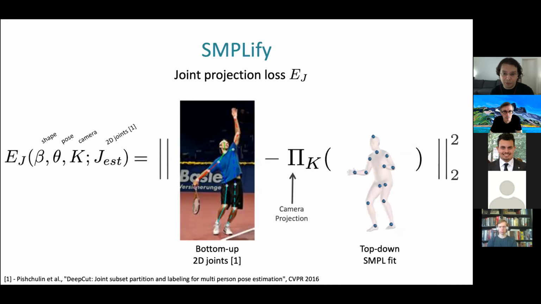To achieve this, we use gradient descent to find the most likely SMPL model configuration that best explains the detected 2D joints. For this, we jointly optimize over SMPL model parameters and camera parameters. Here, please notice how the final SMPL configuration matches the input image. This is a simple and effective idea.